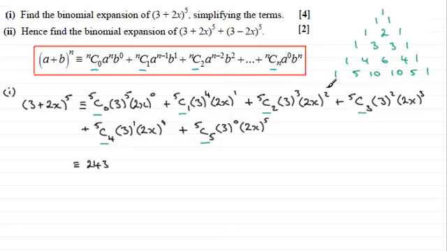5c1 is going to be the 5. 5 times 3 to the power 4 times 2x. That turns out to be 810x. Okay, so plus 810x.